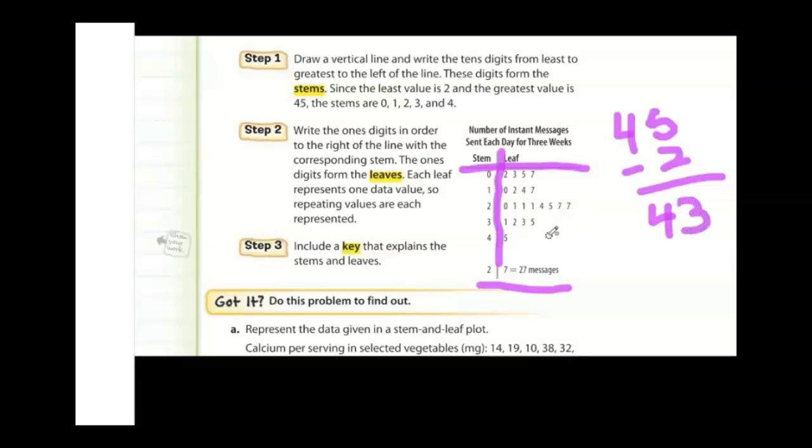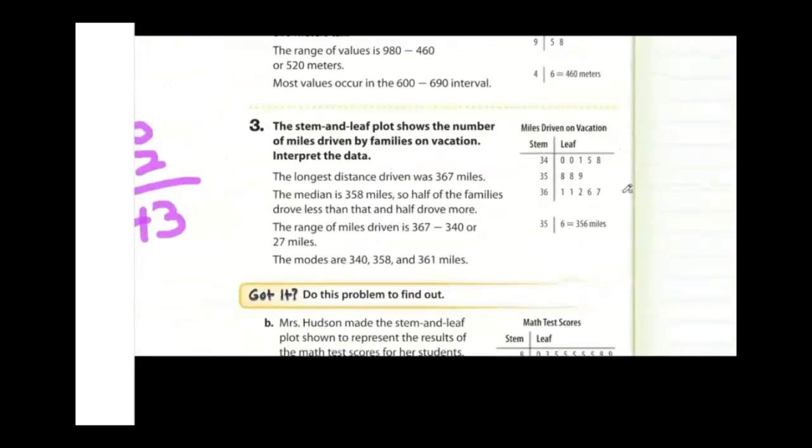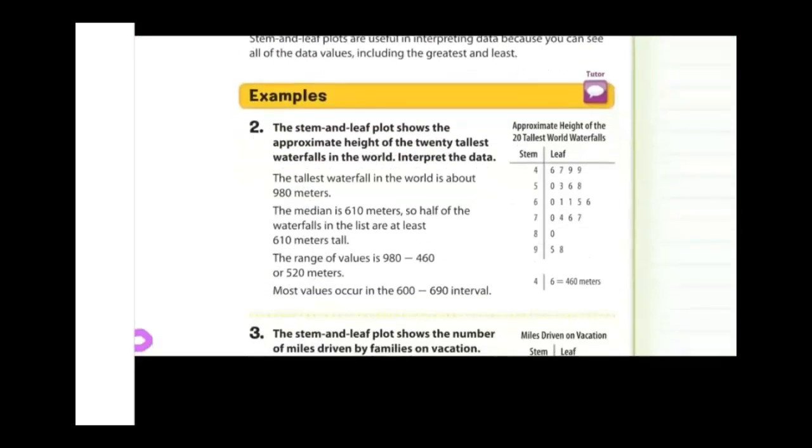And as far as the mode goes, the median goes 1, 2, 3, 4, 4, 8, 12, 13, 14, 15, 16, 21. Okay, so let's count 10 in. 1, 2, 3, 4, 5, 6, 7, 8, 9, 10. Okay, so it looks like the median is going to be right about here. So the median is also 21. Okay, so let's go look at another example.